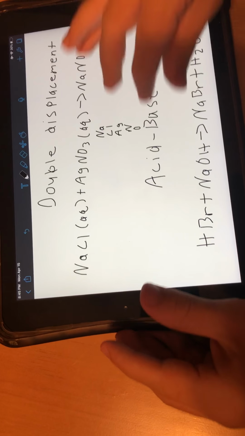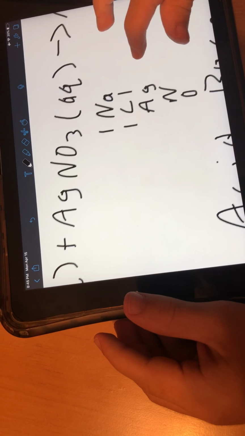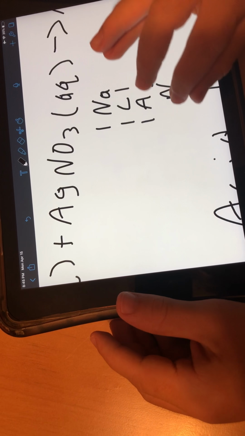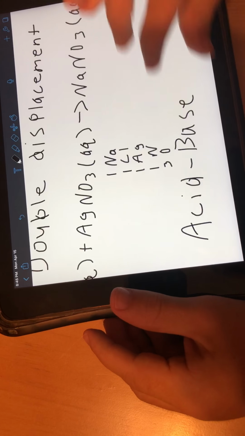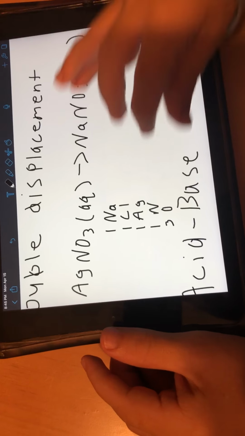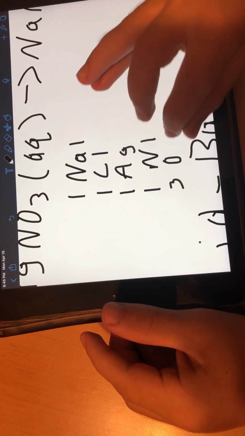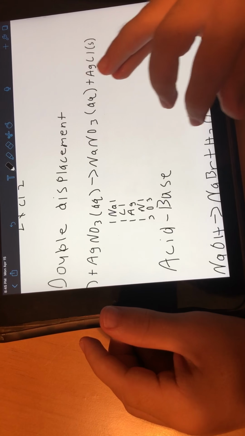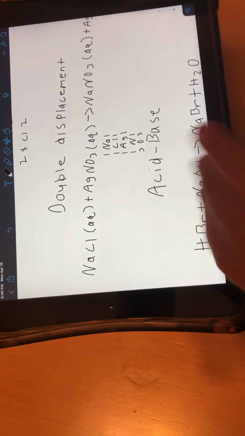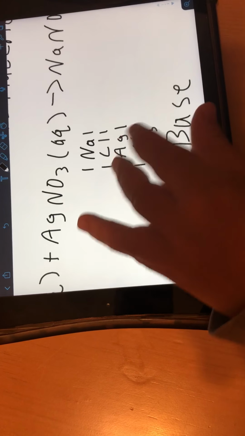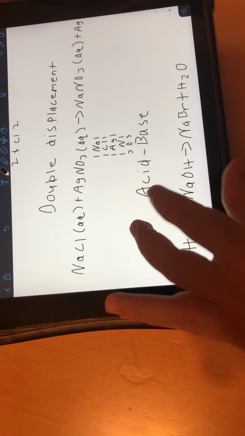Okay. So with the Na and Cl, we each have 1. With the Ag, we have 1. With the nitrogen, we have 1. And oxygen, we have 3. And so on the product side, we have 1 Na, 1 N, 3 O's, 1 Cl, and 1 Ag. So you can see the reaction is balanced already, so we don't have to mess with that.